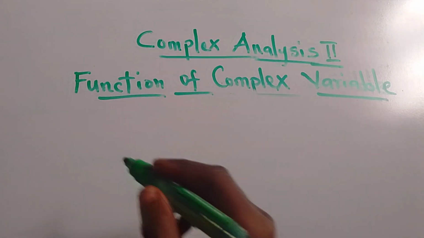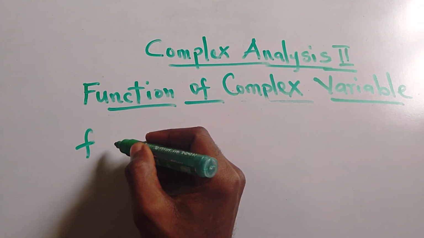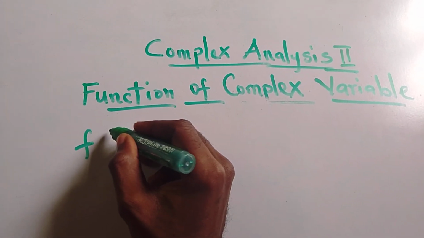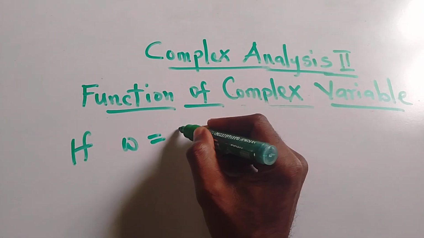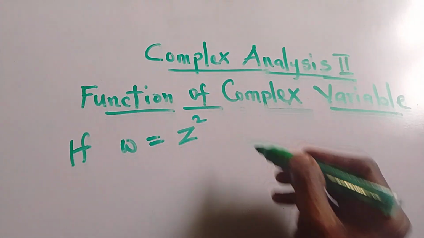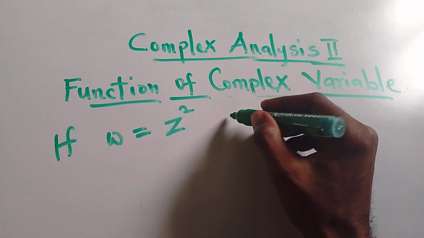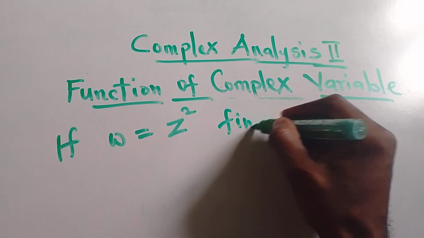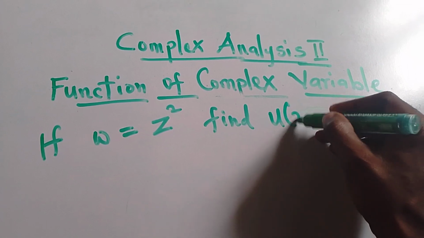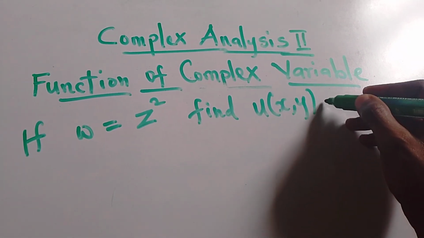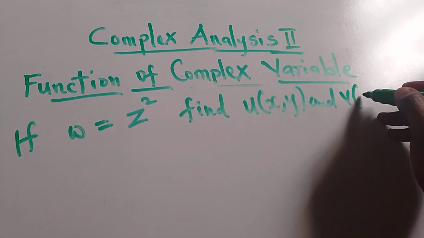Right, now let's solve this question, which says: if w is equal to z square, then find u of xy and v of xy.